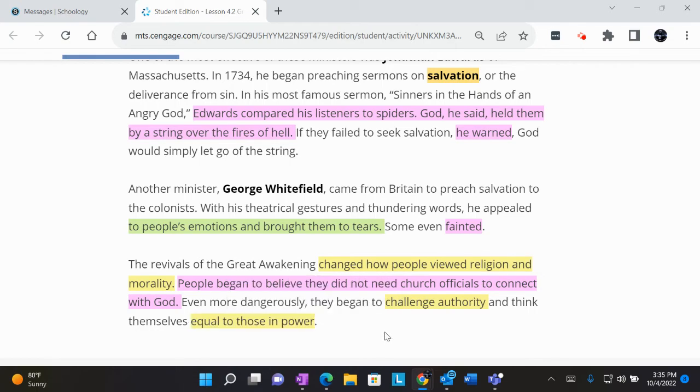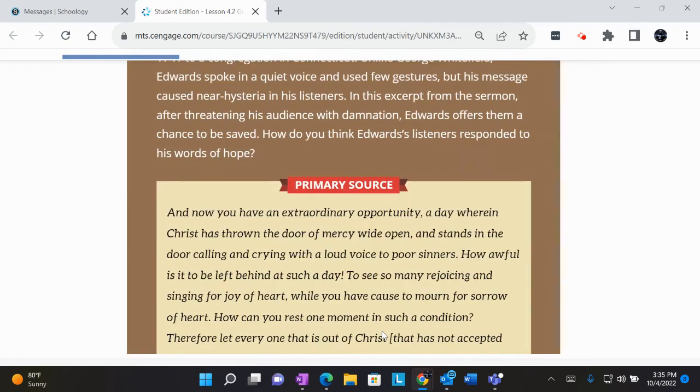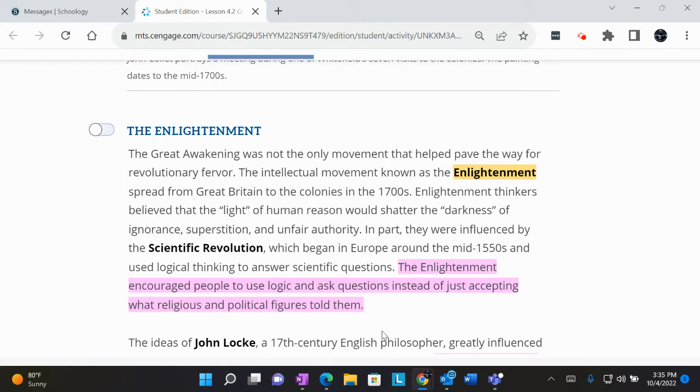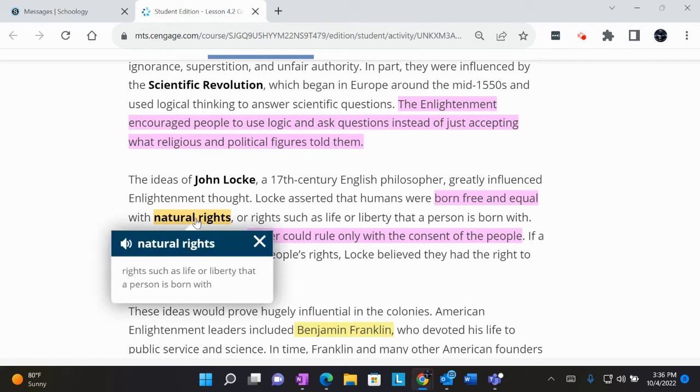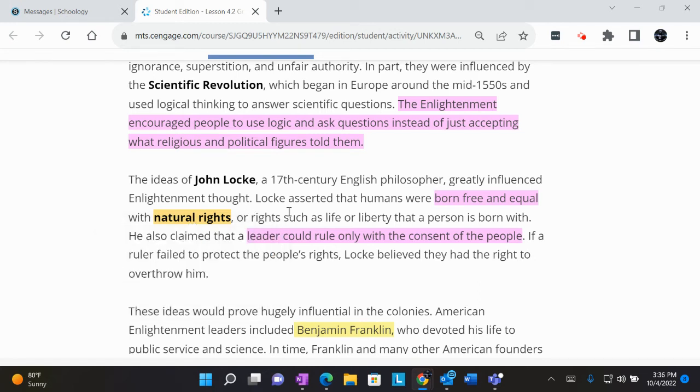Okay, so that's important. Let's jump over to the Enlightenment. For John Locke, I think all we put was natural rights. Okay, and I'll pause here and let you type this in. Now, John Locke was responsible for this idea that we were born free. Okay, it was new in the 17th century.